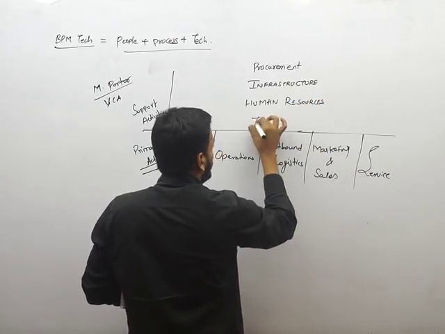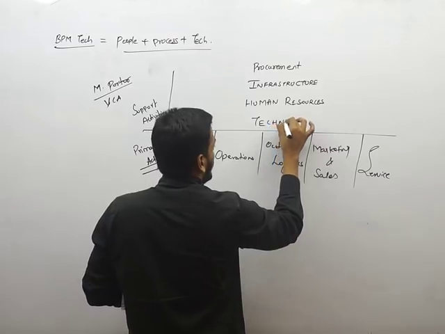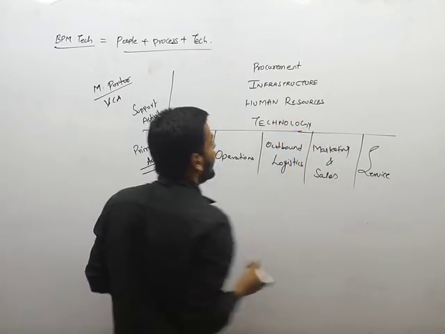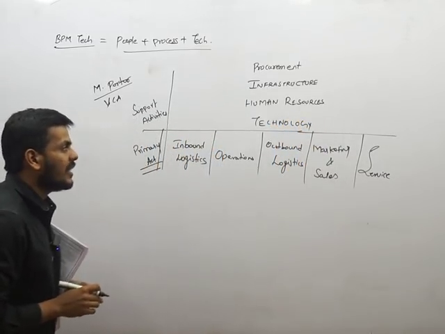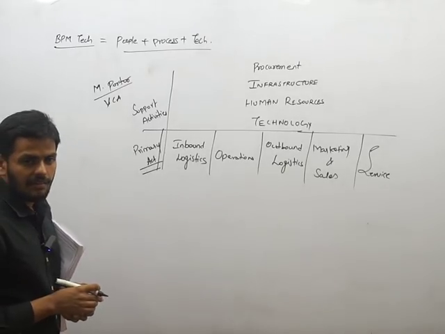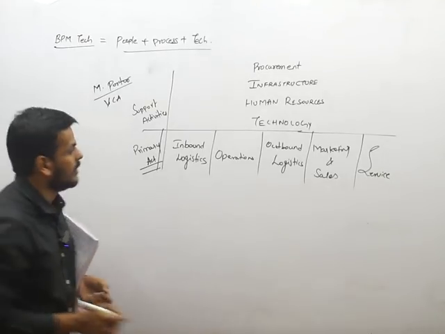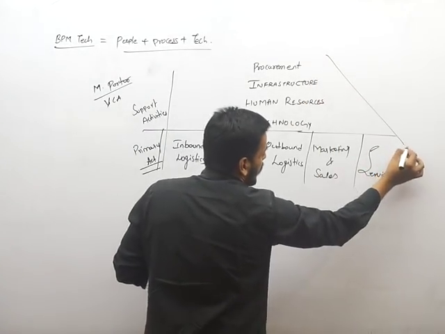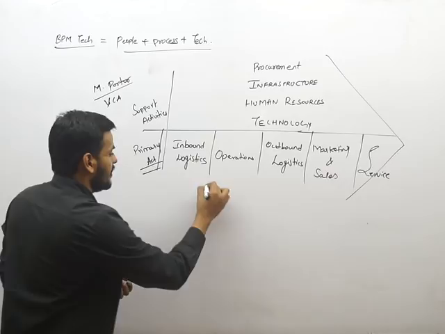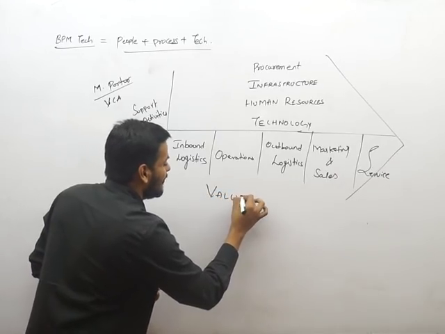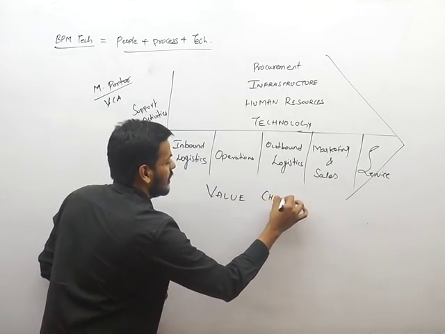And of course, the most important value addition, technology also, we need to keep it the latest. Procurement, infrastructure, HR and technology. What are all these? These are all support activities to help these five activities run. So this is exactly how Michael Porter put forth, and this is what is called a value chain analysis.